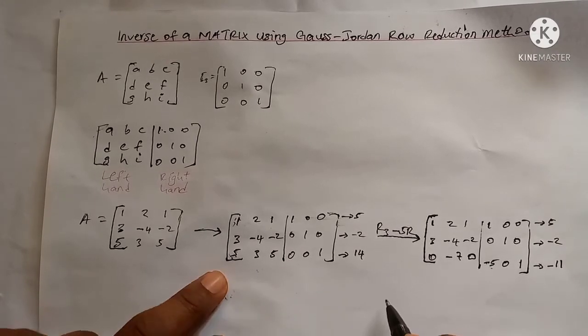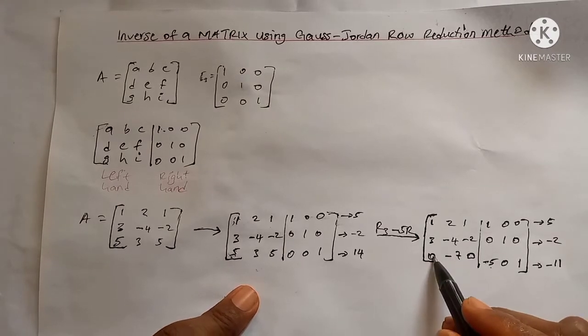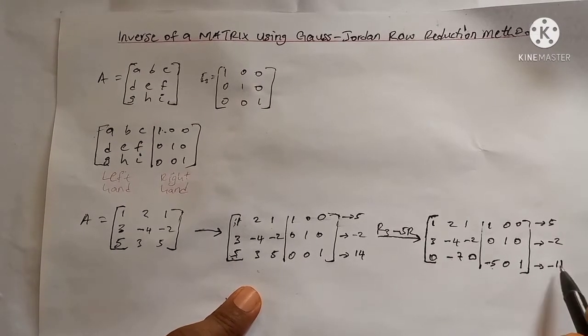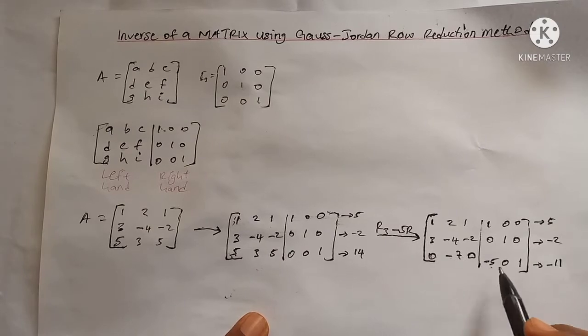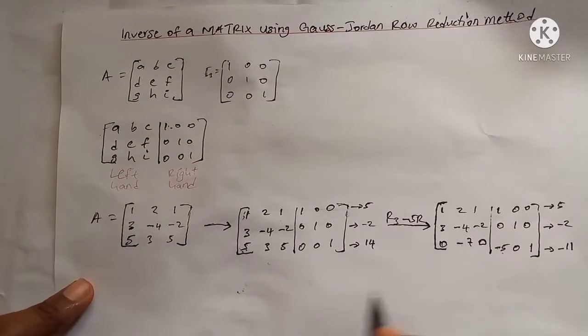Now how do we know that the operations we performed in this row 3 are correct? Let's add up this row 3 and see whether it is equal to minus 11. We found out that minus 7 plus minus 5 will give us minus 11. So that means that we are correct.